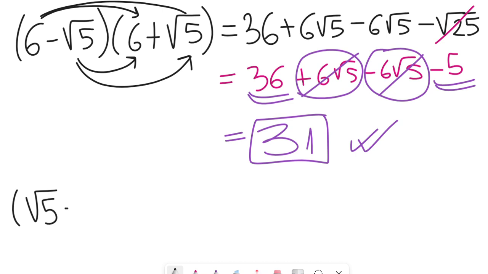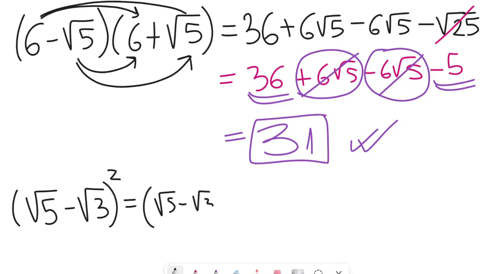Square root of 5 minus square root of 3 to the power of 2. Okay, in one of the previous lessons, we learned that you can use the property, square root of 5 minus square root of 3, there is a formula for that. You can watch the video and use the property, or you can simply multiply square root of 5 minus square root of 3 by itself. Square root of 5 minus square root of 3. Because it's to the power of 2, so we write it twice.